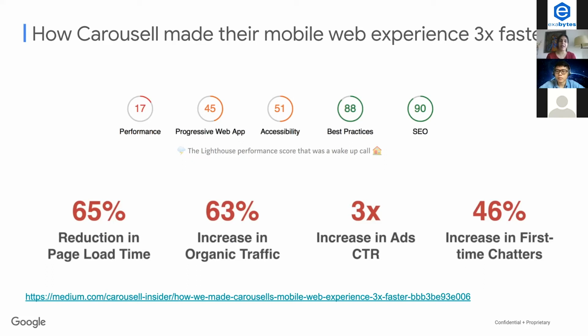Now, the results of that were phenomenal. They saw a 65% reduction in their page load time and a 63% increase in their organic traffic, as well as a 3x increase in their click-through rate. Now, with that, let me pass it over to Ian to talk to you about how you can actually use all of these examples to make a best-in-class site for your own brand.